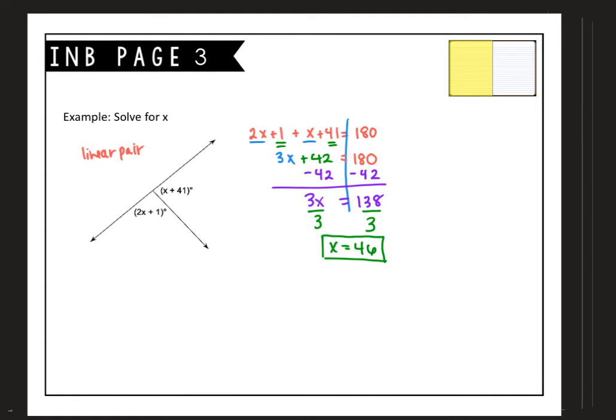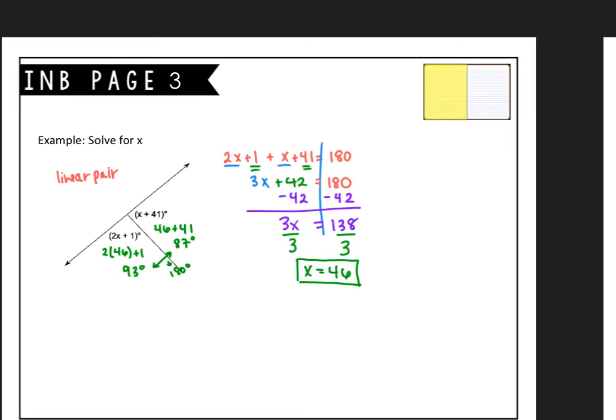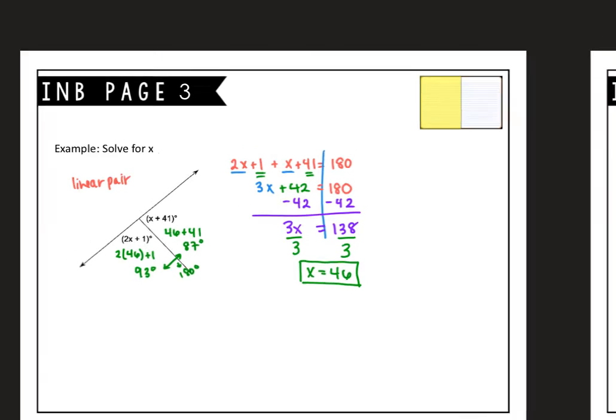What you could do to check your answer is plug this into both expressions. So this is 46 plus 41, which is 87 degrees. And this angle, 2 times 46 plus 1, is 93. These two angles should have a sum of 180 degrees, which they do. So these are a linear pair. They have a sum of 180 degrees, so we set it up: the first angle plus the second angle equals 180 degrees.